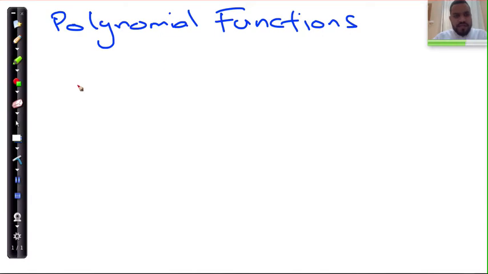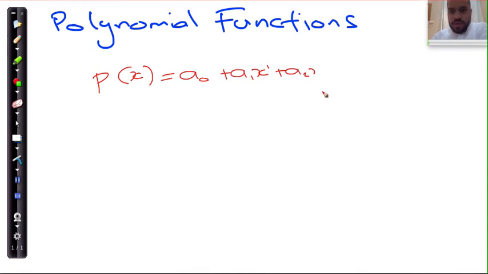Polynomial functions have the form p of x. Oops, let me just make this a very thin pen. p of x is equal to a naught plus a1 x to the power of 1 plus a2 x to the power of 2 plus, and so on, all the way up to a n x to the power of n.